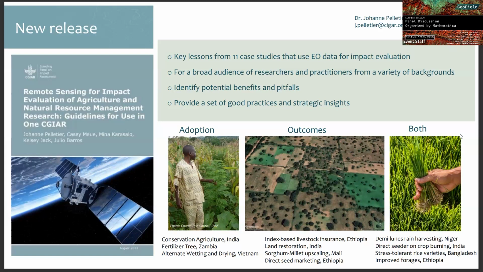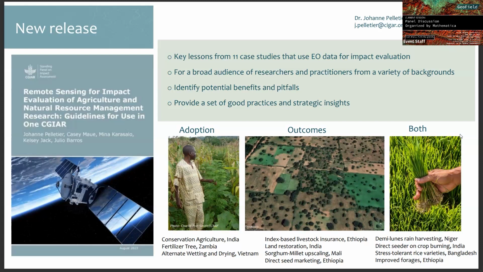And so we just released guidelines providing a set of best practices and experience for the use of remote sensing for impact evaluation in agriculture, natural resource management, and environment. And so the input I'm providing today comes from these guidelines.